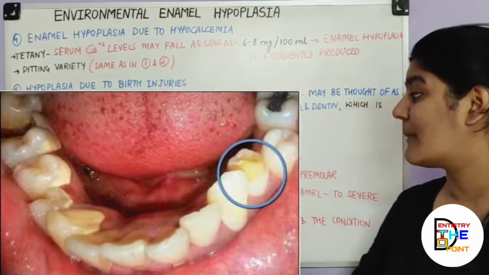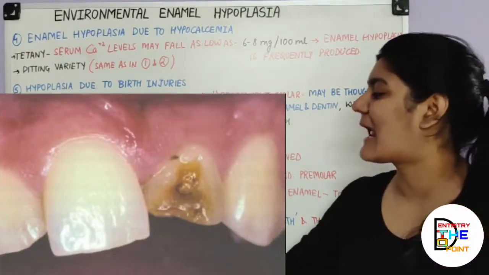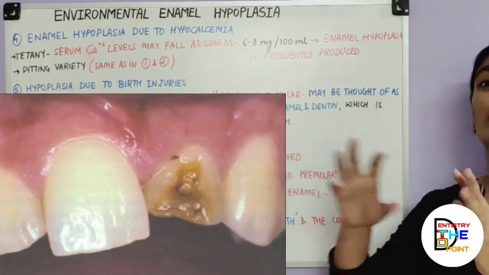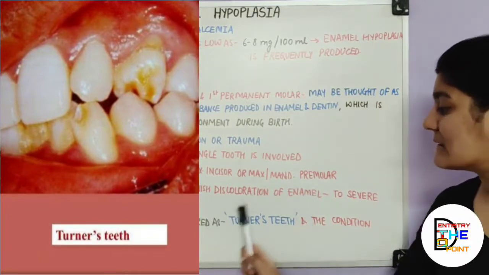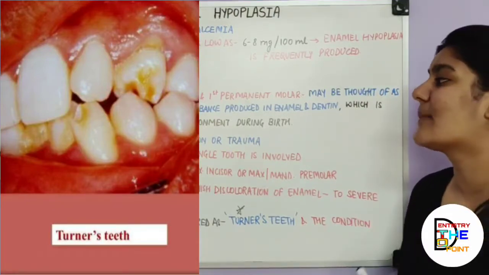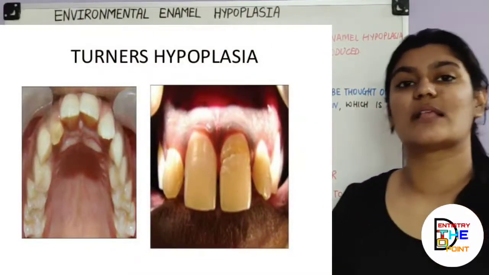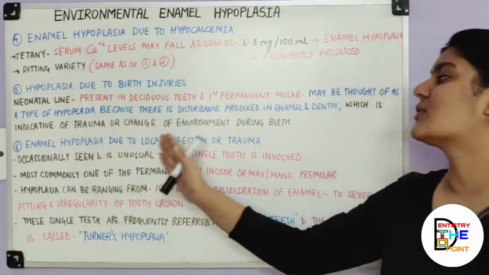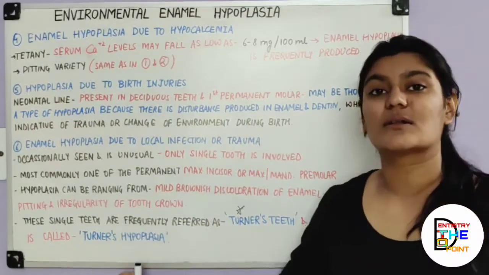Hypoplasia can range from mild brownish discoloration of the enamel to a severe pitting and irregularity of the tooth crown. These single teeth are frequently referred to as Turner's teeth. Now this is a very important MCQ question: these single teeth, with enamel hypoplasia due to local infection or trauma, are known as Turner's teeth, and the condition is known as Turner's hypoplasia.